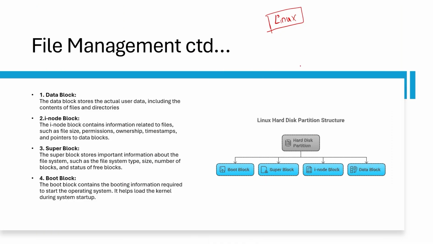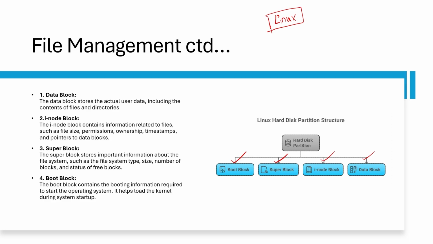The hard disk partition is divided into 4 blocks. What are those, and what will they contain? We will see in this slide. See this diagram: the first block is the data block, second is the inode block, third is the super block, fourth is the boot block.